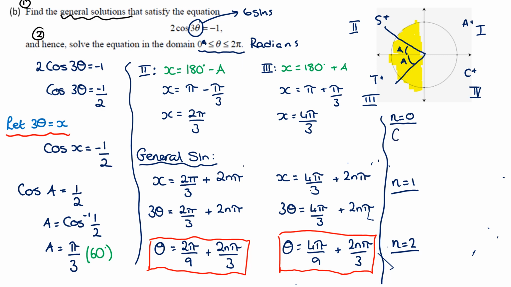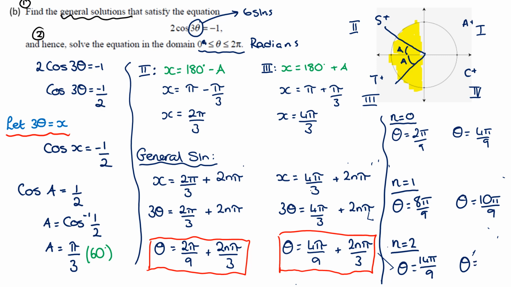So I go along and I sub in n is 0, and that just gives me 2 pi over 9, and theta is 4 pi over 9. Then when we come along to do n equals 1, you can put that straight into the calculator and we get 8 pi over 9, and theta is 10 pi over 9. And for 2, theta is equal to 14 pi over 9, and theta is equal to 16 pi over 9, and we have all of our answers.